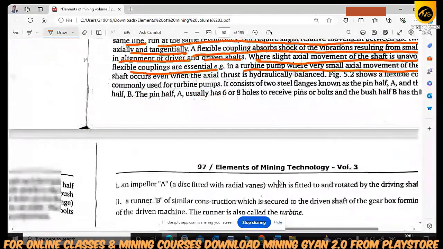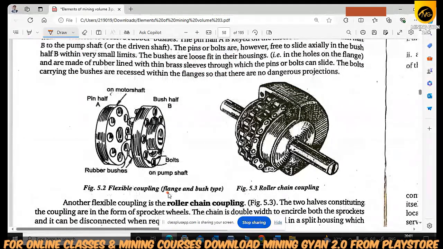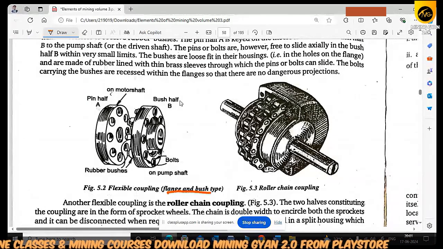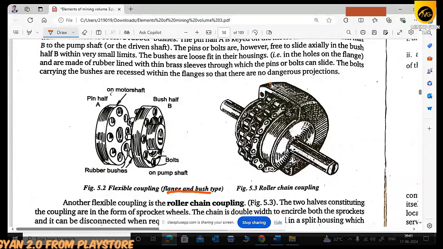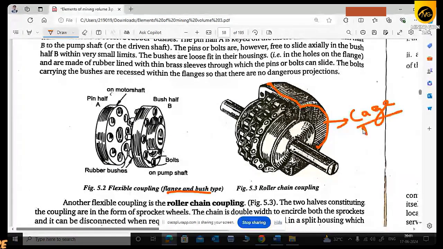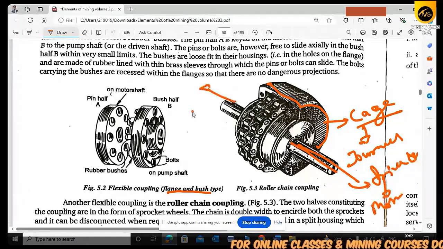You see, this is the coupling basically. This is a flexible coupling, the flange and bush. This is called the flange. The pin of A and the bush of B will both be tightened. After tightening, you see here, the case is called general, and this is the driver shaft, which is connected to the motor, and this is the driven shaft.